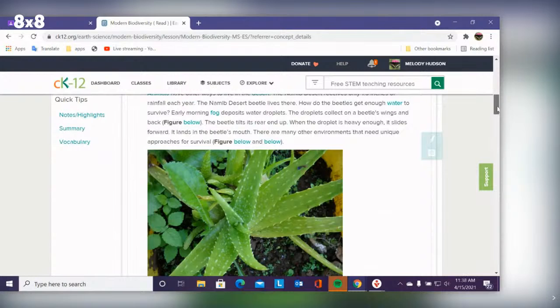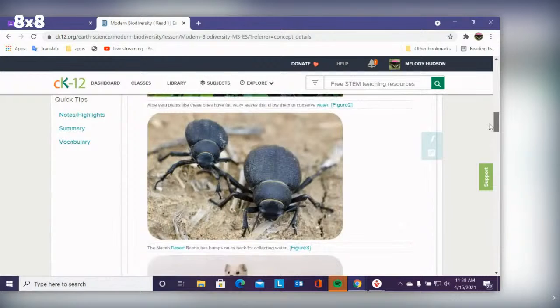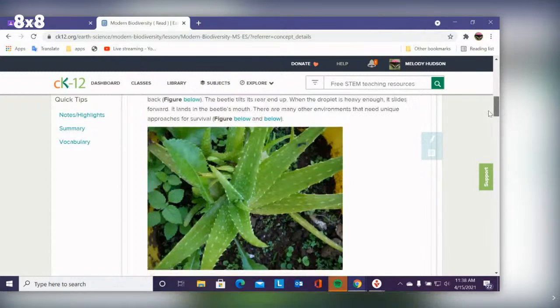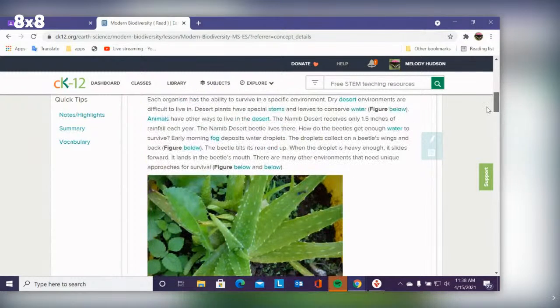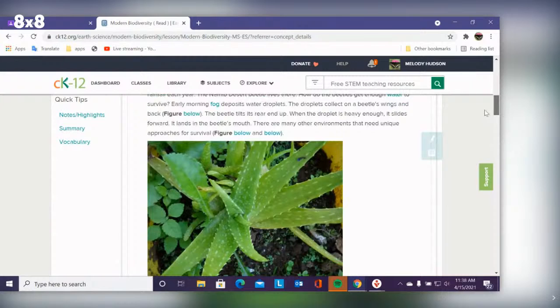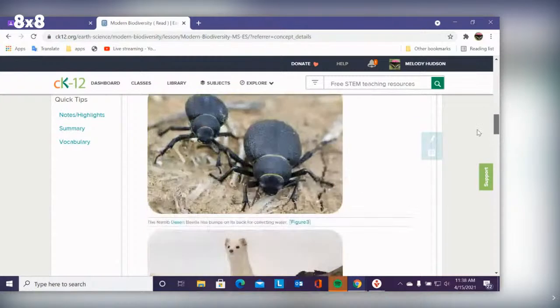And when it's a big enough drop, it slides forward and into his mouth. So he tilts up his butt there, and then the water collects, and then he's able to, or she is able to, drink the water. That's amazing. And there are many other environments that need unique approaches for survival.